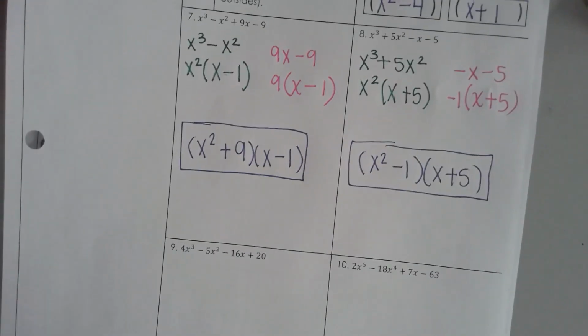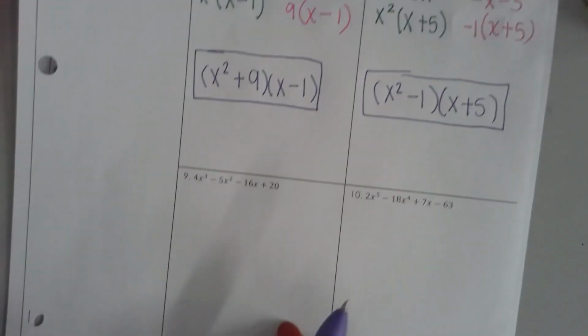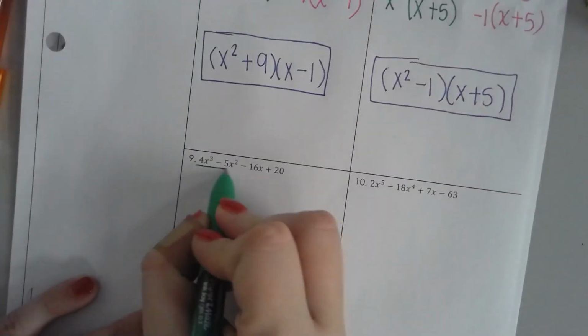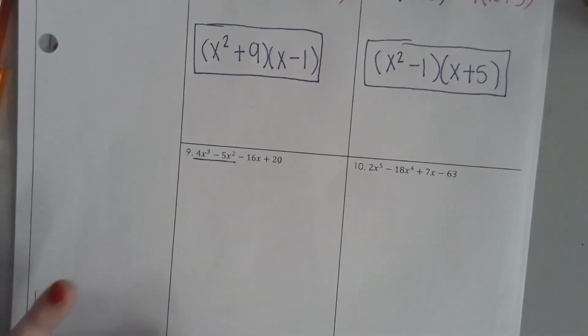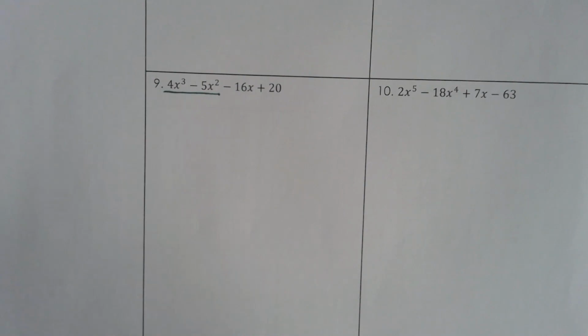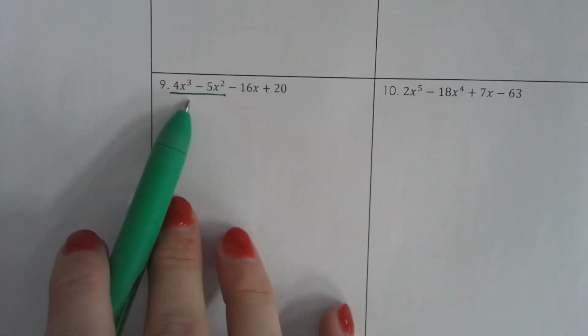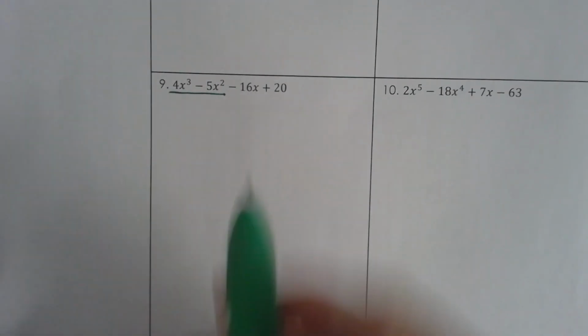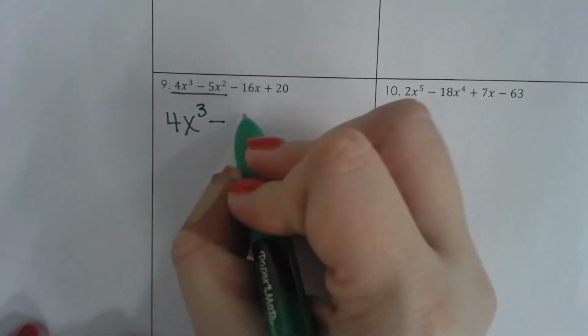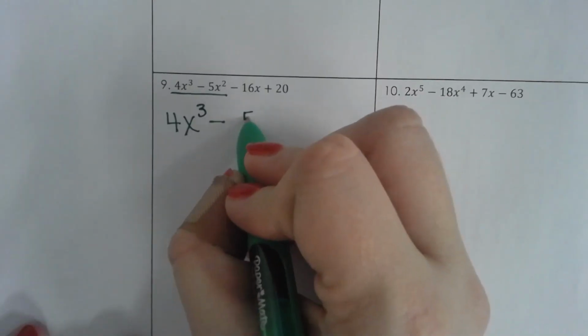Okay, number 9, my groups. All right, Isaac, what is my first group? What's the first two things listed there? 4 and x cubed is... 5 and x squared. Yep, good.